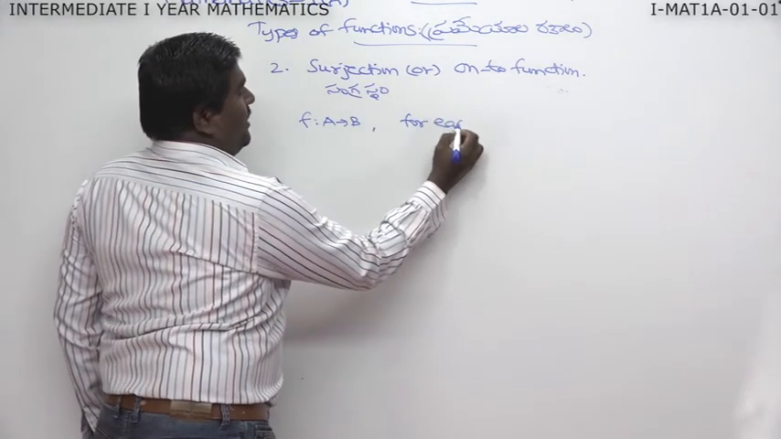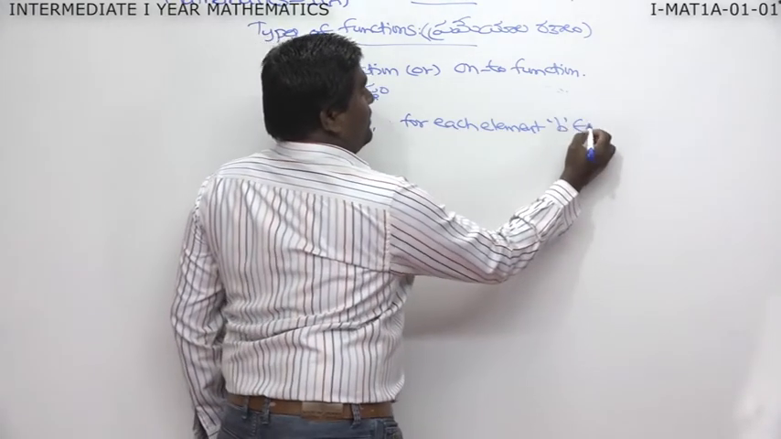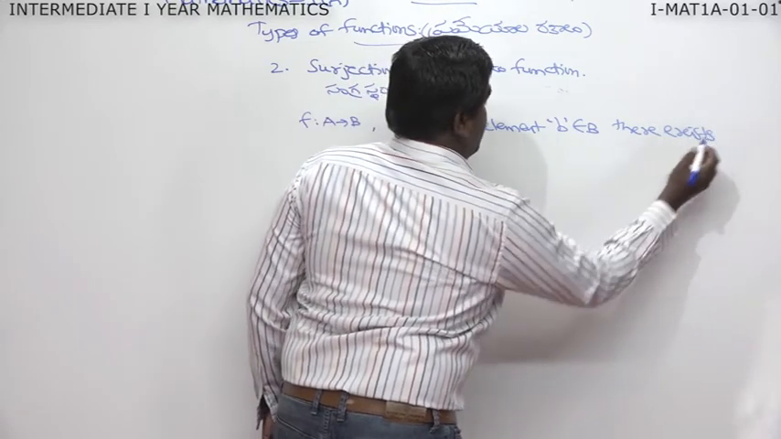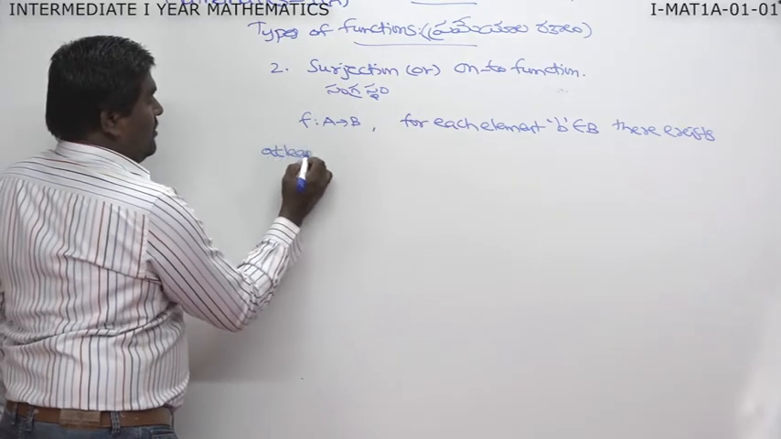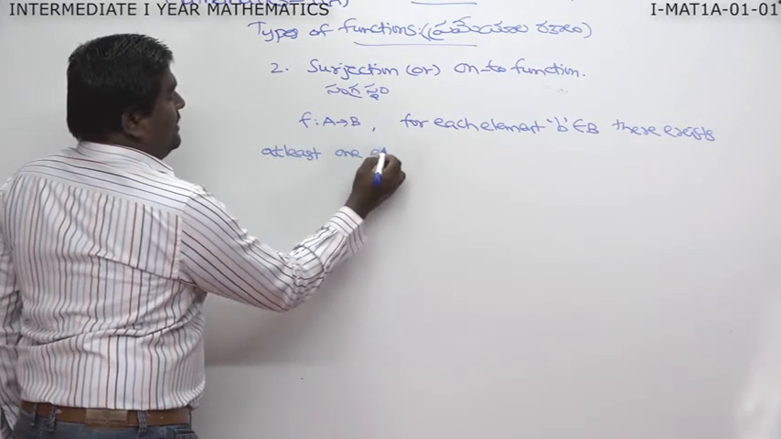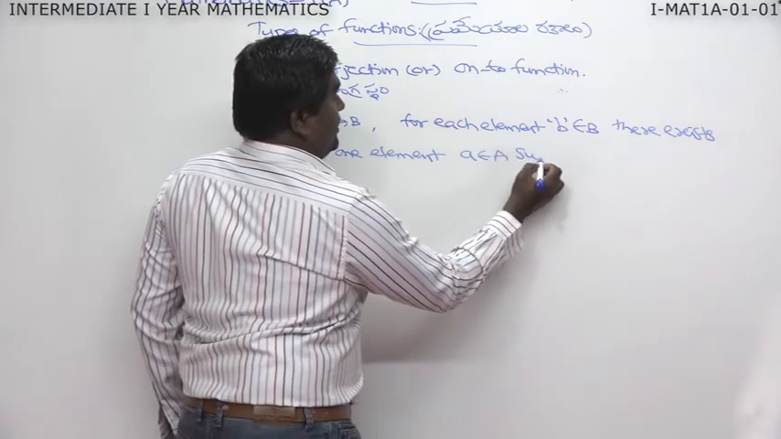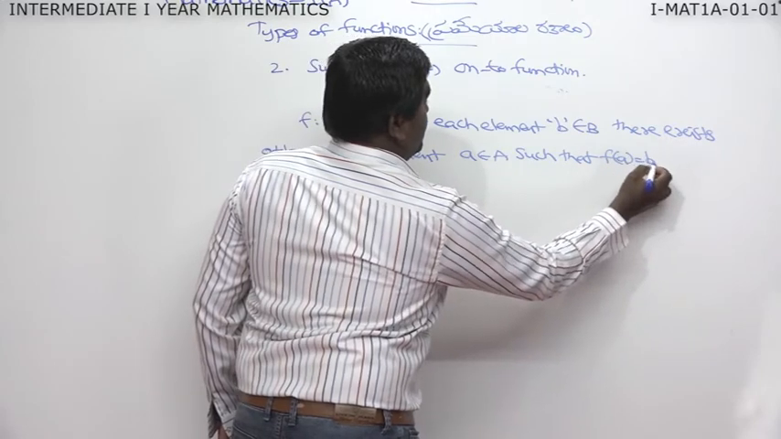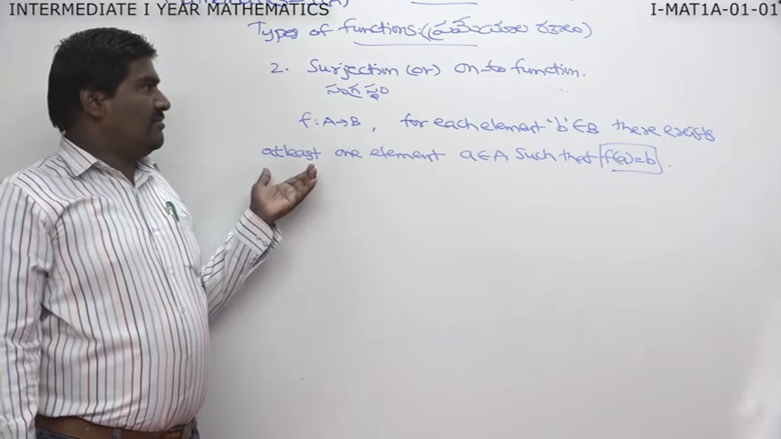f maps A to B is a function from A to B. For each element b belongs to B, there exists at least one element a belongs to A such that f of a is equal to b. Then the function f is called surjection.